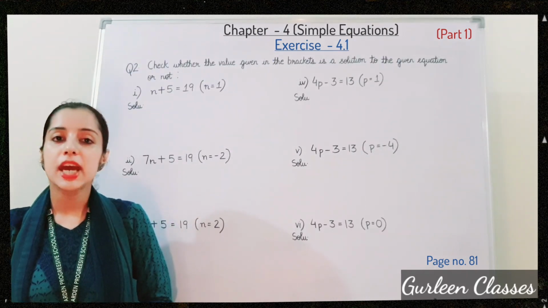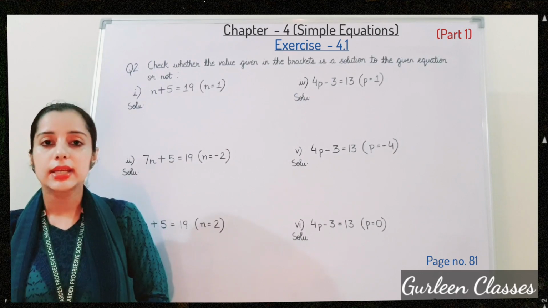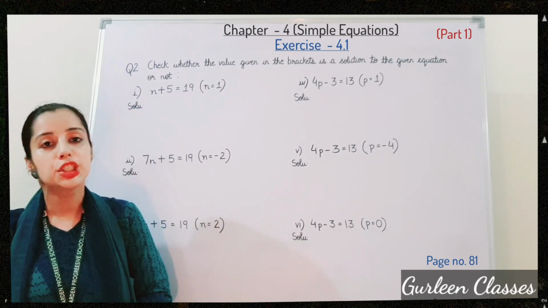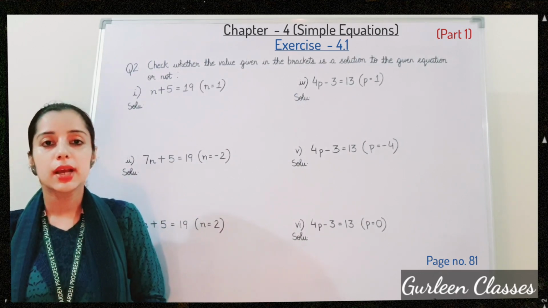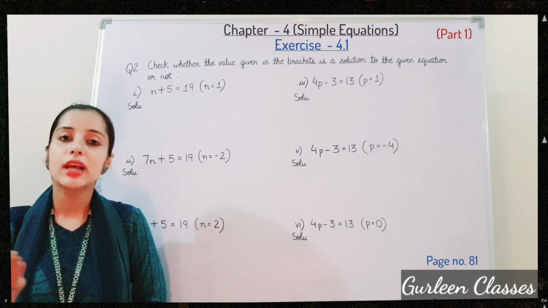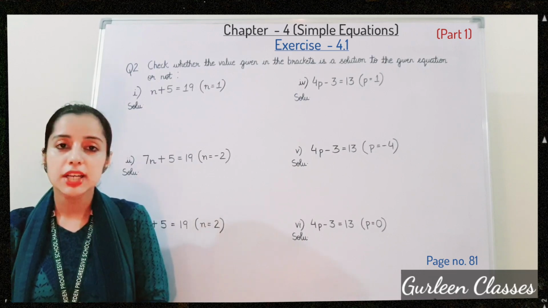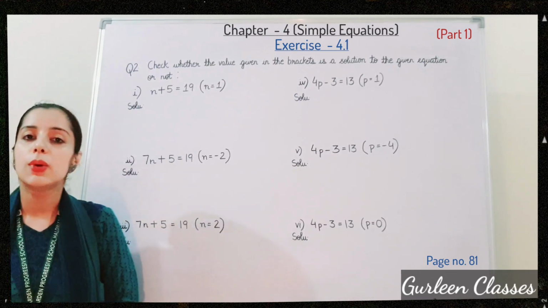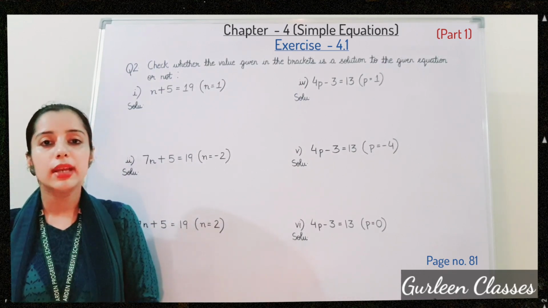Question number 2. Check whether the value given in the brackets is a solution to the given equation or not. So this question is similar to question number 1. Here value is given in the brackets. You have to put that value in the given equation. First part, n plus 5 is equal to 19 and the value of n is 1.